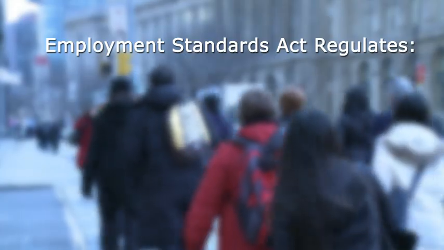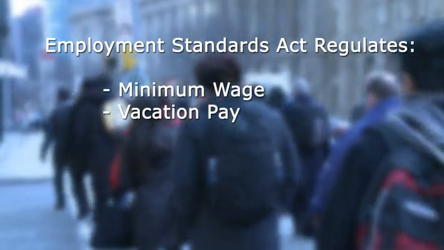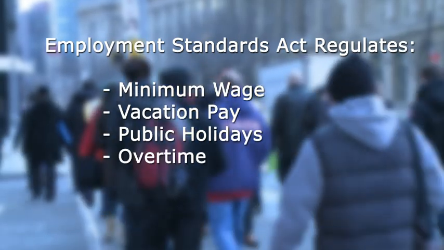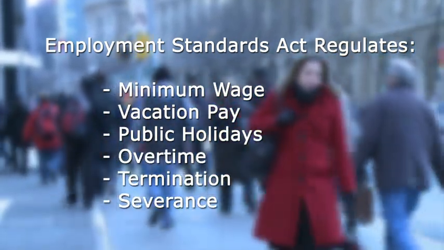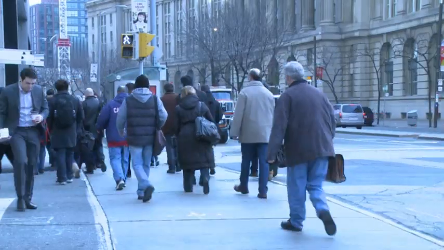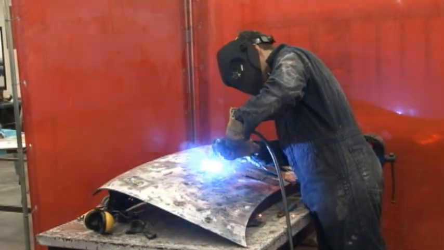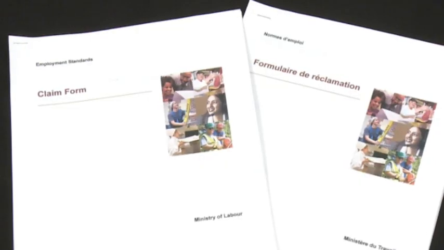The Employment Standards Act provides minimum standards for working conditions for most employees in Ontario. Things like minimum wage, vacation pay, public holidays, overtime, termination, and severance pay. In most cases, if an employee believes that their employer is not complying with the Employment Standards Act, they can file a complaint with the Ministry of Labour.